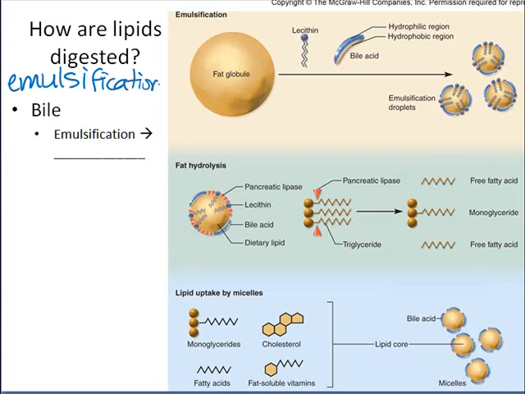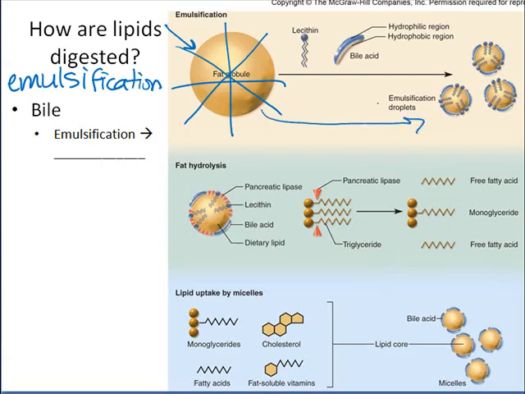The idea behind emulsification is that we're going to use bile, and the bile salts and lecithin that are actually in the bile, to take large fat droplets and divide them up physically. We're not breaking chemical bonds here. Okay? We're just making one big fat globule into a bunch of smaller fat globules. These are called emulsification droplets.